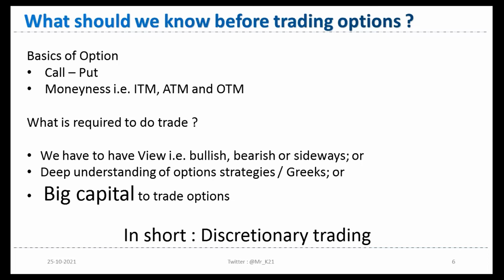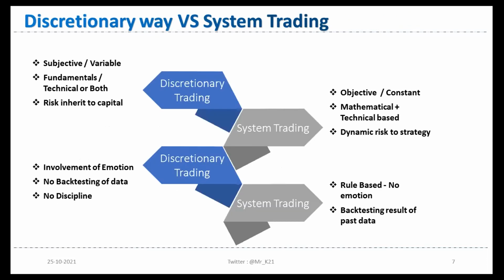Now let's understand discretionary trading and system trading. In discretionary trading, as we discussed just now, you require fundamental knowledge and technical knowledge. If you have this knowledge, then you can develop your view. Based on that view, you do the trading. So in that trading, your entire capital is at risk.